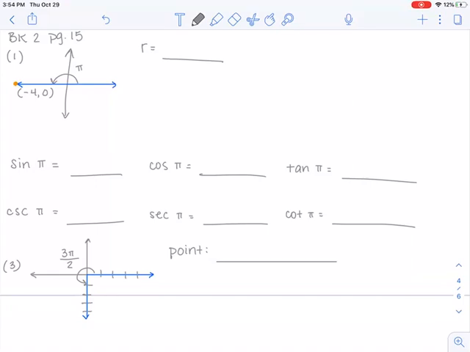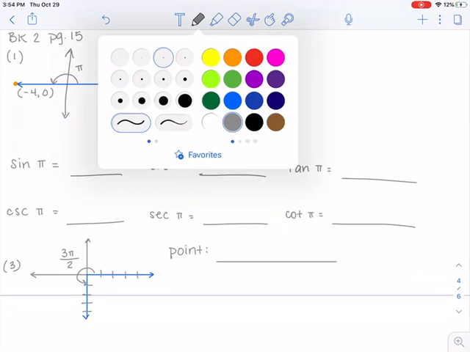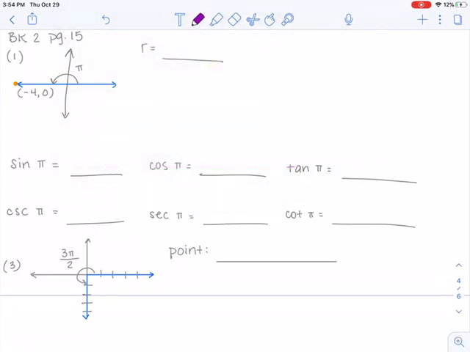So for number 1, first things first is that we have to find our r. Okay, before we can do anything else, we have to find our r. So to find r, r is equal to the square root of x squared plus y squared. First things first, we notice that this point here is x comma y. So I'm going to plug this in for my x and my y.